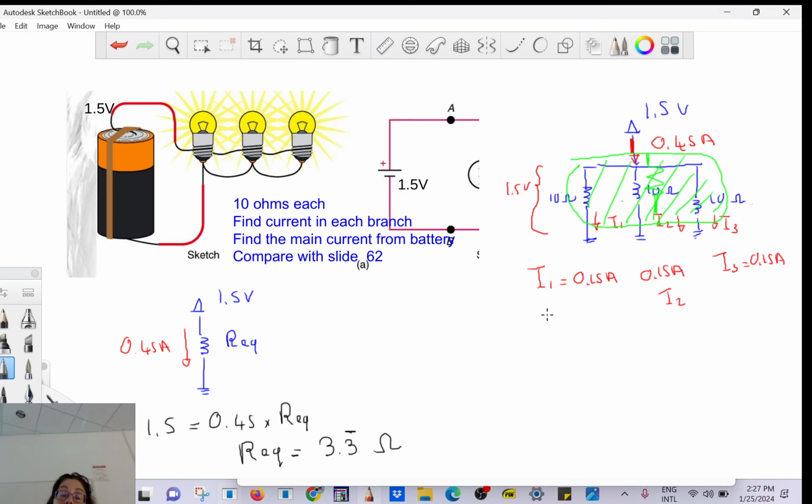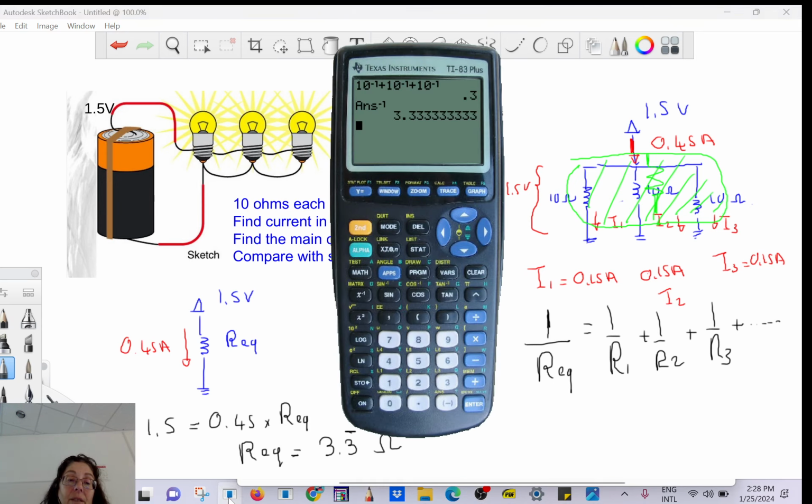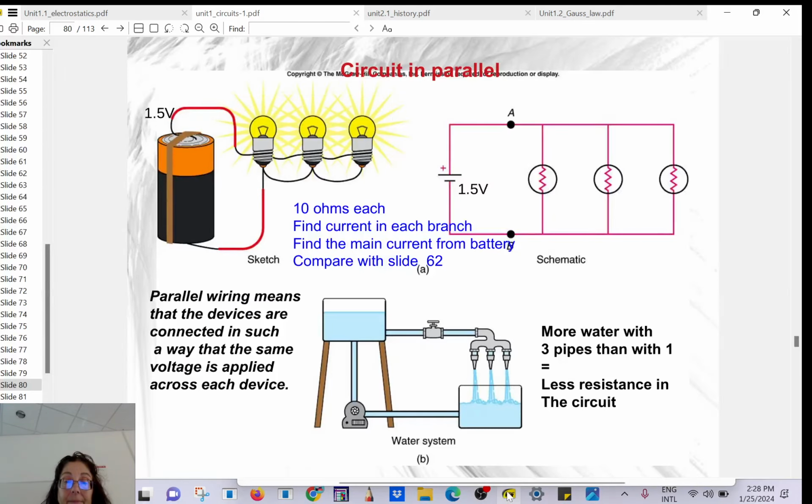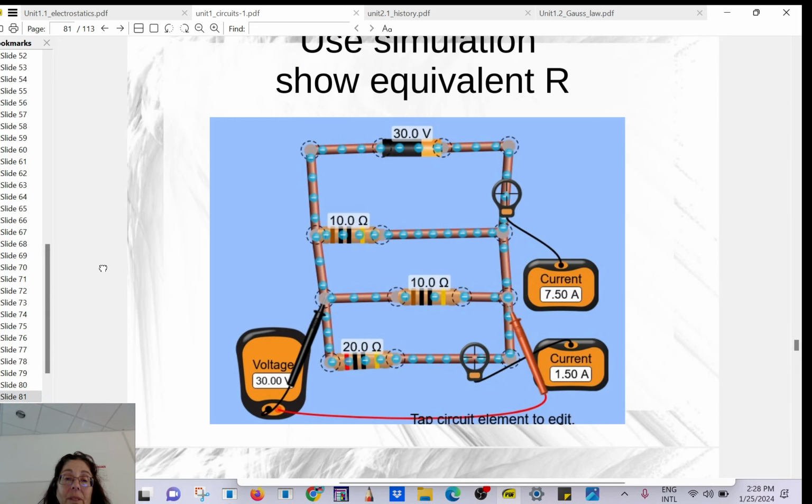So what's the equation? The equation is 1 over the equivalent resistance equals 1 over R1 plus 1 over R2 plus 1 over R3 plus so on. So you find the reciprocal and then you flip. But usually when I say that, students get confused, so I'd rather show you the steps, how to do it with a TI. Are you with me? So this is a circuit in parallel.